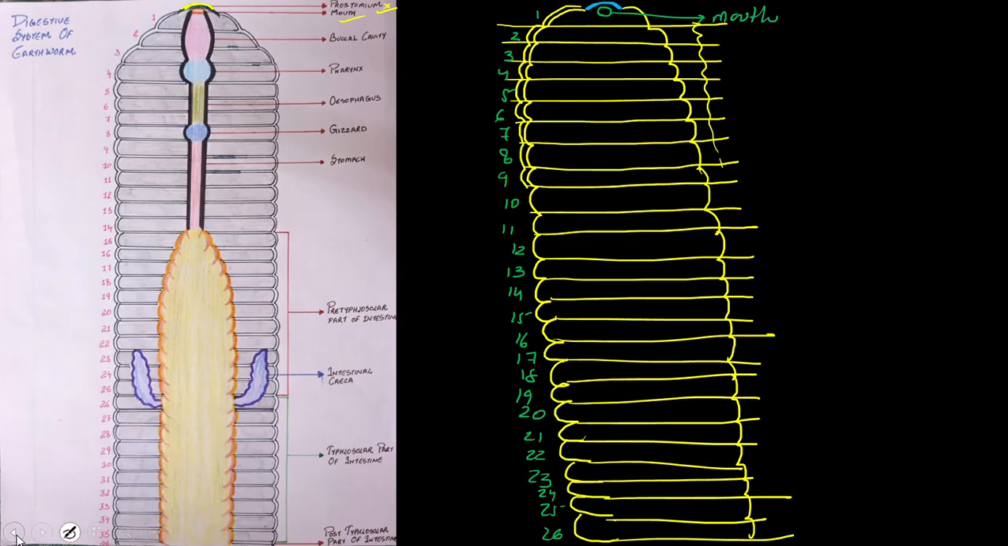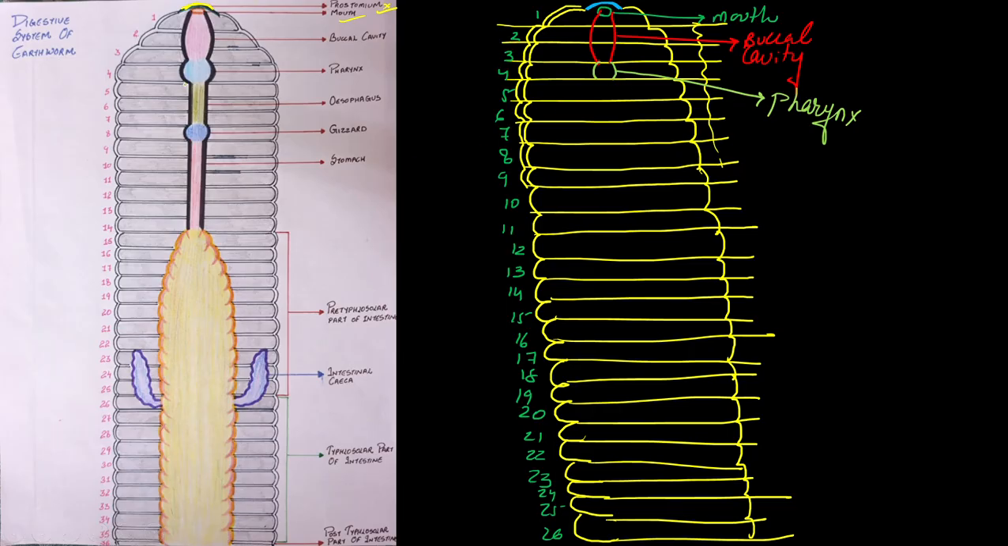Then, let me change the color once again. We know that from the first to third segment, the buccal cavity will be present. So draw the buccal cavity. This is your buccal cavity. Now, the next one is pharynx, which will be present in the fourth segment. In some textbooks, it is written from third to fourth segment. It's completely your wish what you follow. I am following the fourth segment one. So this is your pharynx, where your food will mix with the pharyngeal juices.